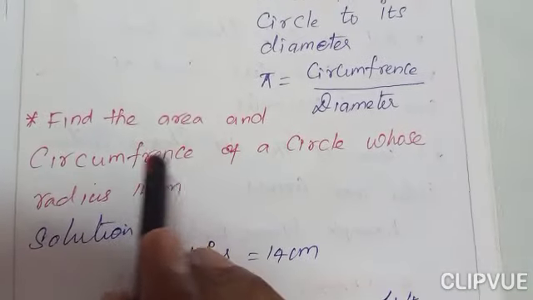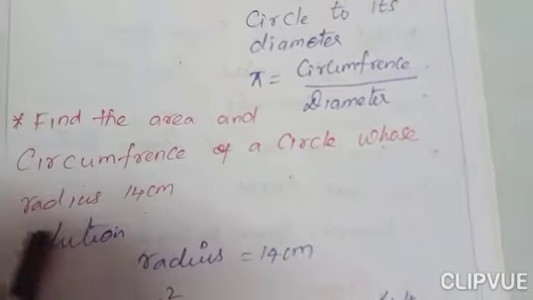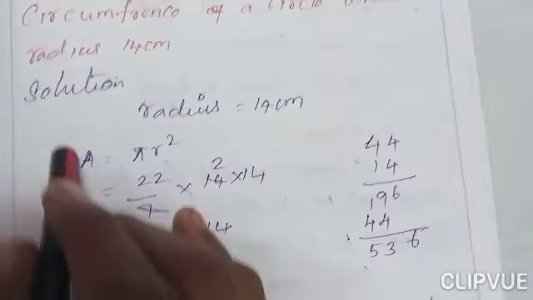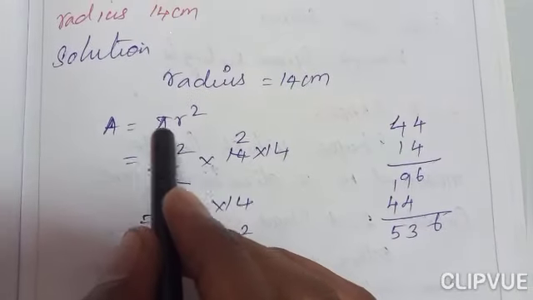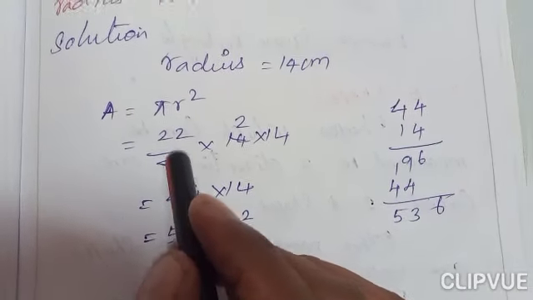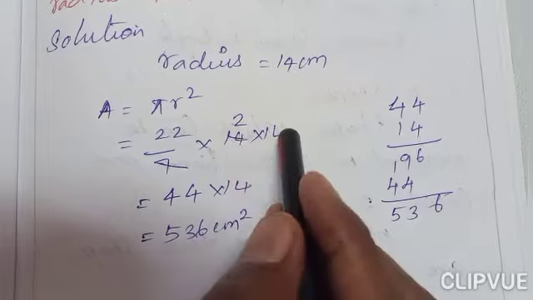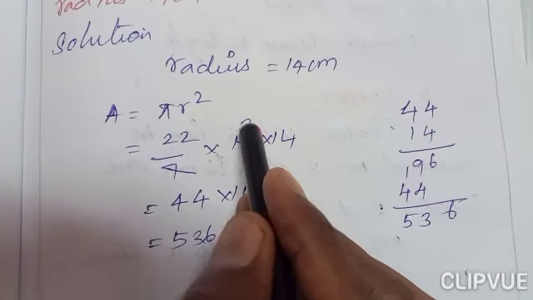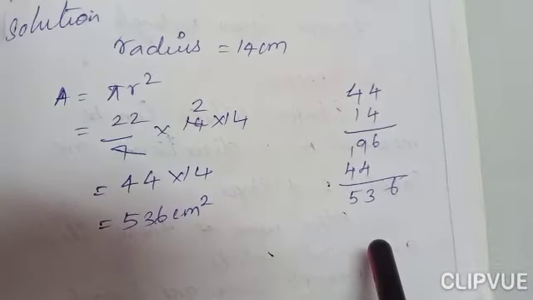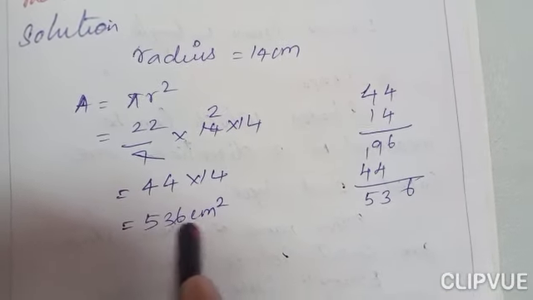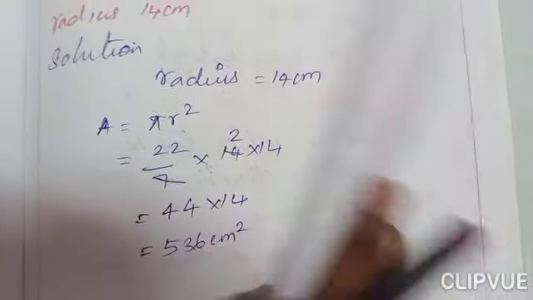Find the area and circumference of a circle whose radius is given, that is 14 centimeter. What is the formula for the area of a circle? That is pi r square. Express it as 22/7 into 14 into 14. 1 times 2 times 22 into 2 is 44. 44 into 14 gives 616 centimeter square.